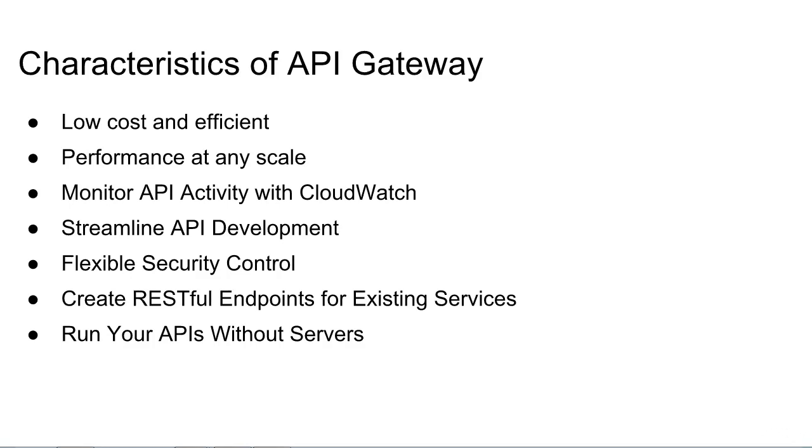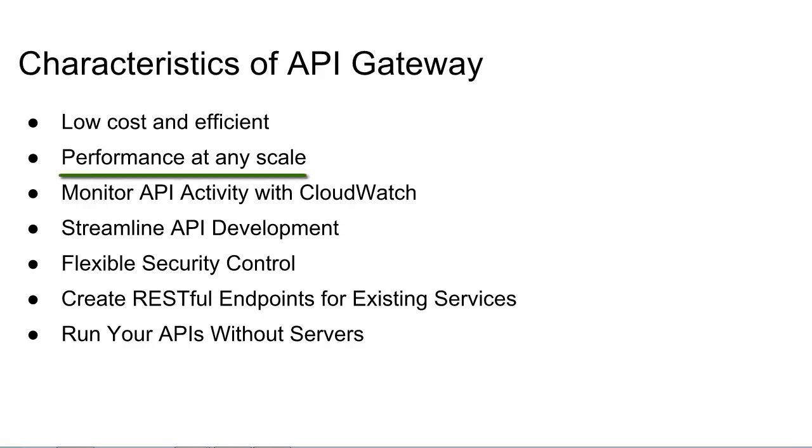So now we have seen an example of API Gateway in practice. Let's look at some of the characteristics of API Gateway and why it's beneficial to use it. So first of all, it's low cost and efficient. With Amazon API Gateway, you pay only for the calls made to your APIs and data transfer out, and there are no minimum fees or upfront commitments.